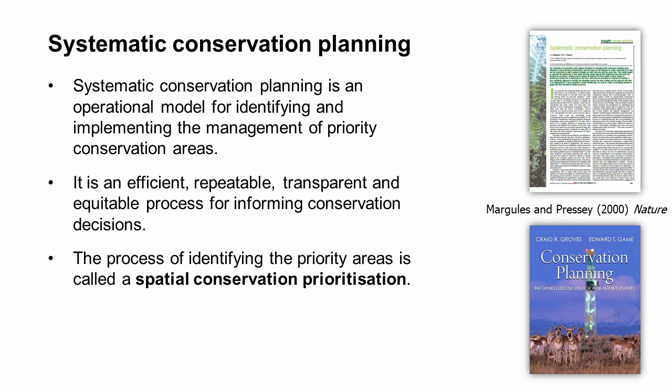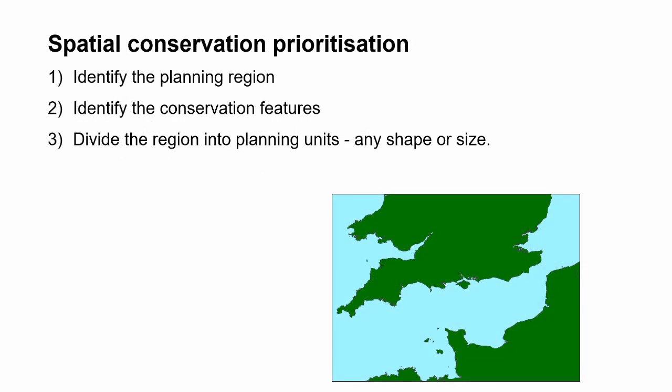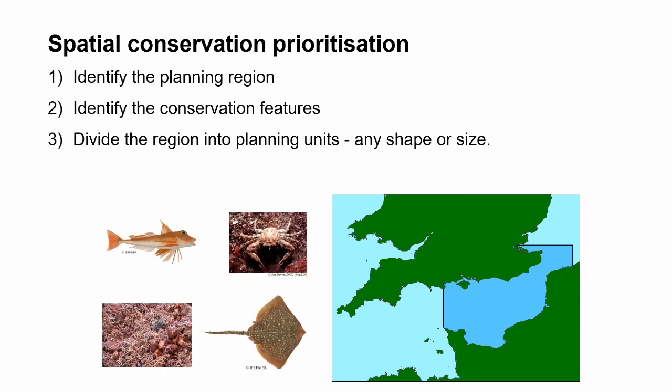But a key part of systematic conservation planning is the process of identifying where your important areas for conservation are, and that's known as the spatial conservation prioritization. So what does the spatial conservation prioritization involve? Well, it can be seen as a several-step process. The first is that you identify the planning region, the area that you're going to work in. Second, you identify your important conservation features. So these are the species, habitat types, ecological processes, ecosystem services, anything that you want to be conserved and represented in your priority areas. Next, you divide your region into planning units.